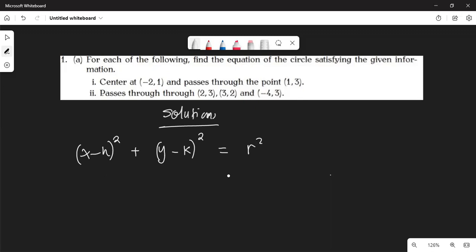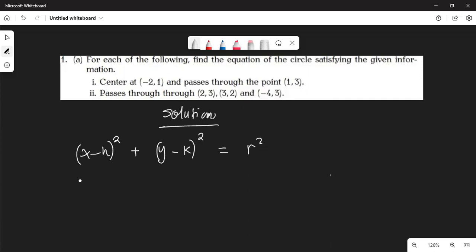h is the x coordinate of the center of the circle. k is the y coordinate of the center of the circle. x and y are actually the points on the circumference of the circle. And in this case, we are only given the points on the circumference. We need to determine h, k, and r, because we're not given those parameters. Okay, so we have 3 points.